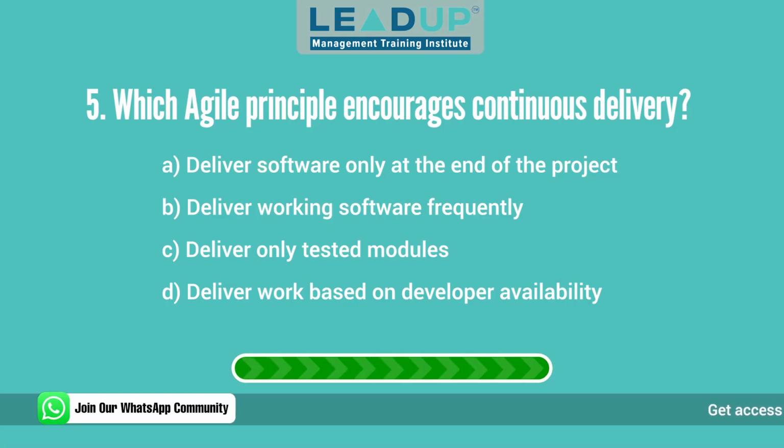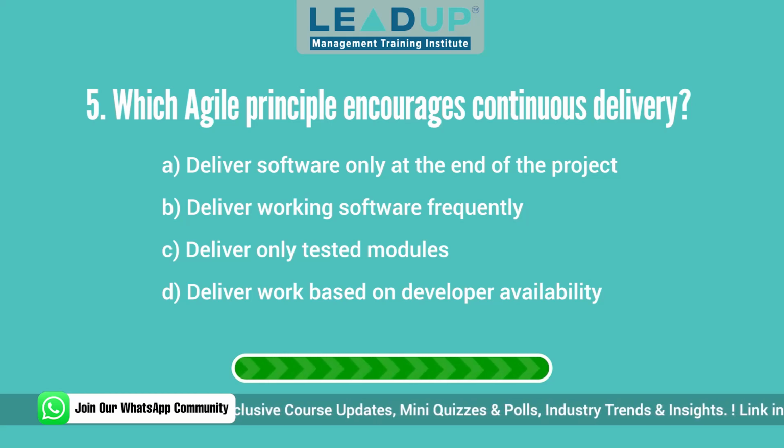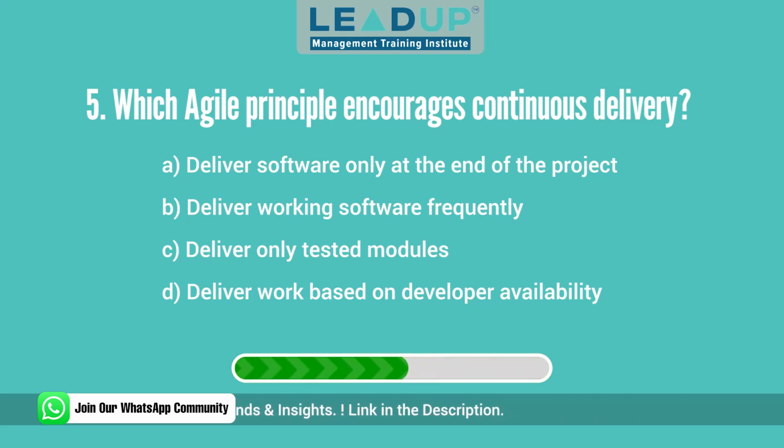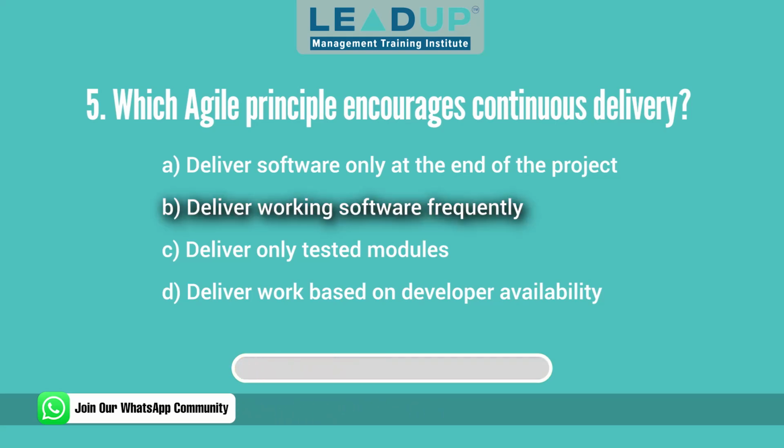Question 5. Which agile principle encourages continuous delivery? A. Deliver software only at the end of the project. B. Deliver working software frequently. C. Deliver only tested modules. And D. Deliver work based on developer availability. Answer: deliver working software frequently.